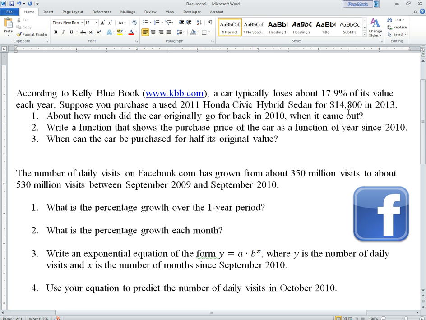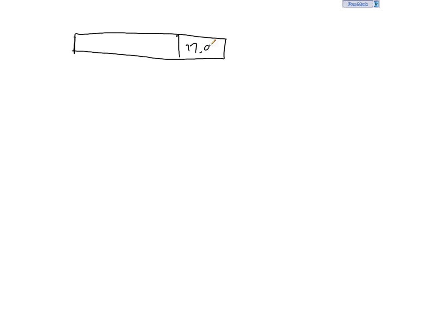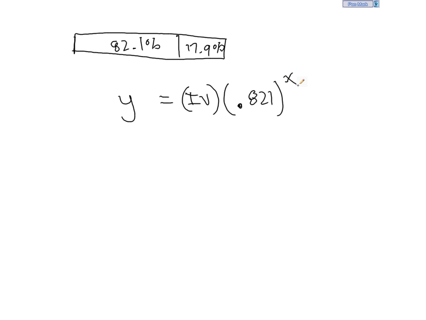Okay, so we know, since there's a decay rate of 17.9%, that what we have left of the value every year is 82.1%, which is the difference between 100% and what we remove. So our setup would be something like this. Y equals, if this were using x and y, our initial value times our decay factor, which would be 0.821, raised to the x power.